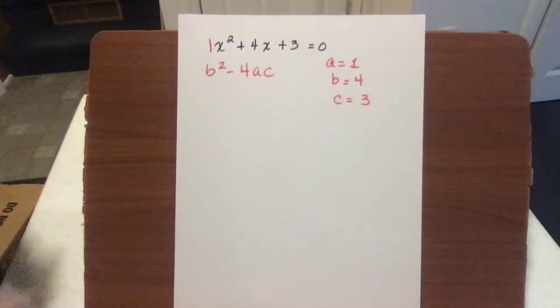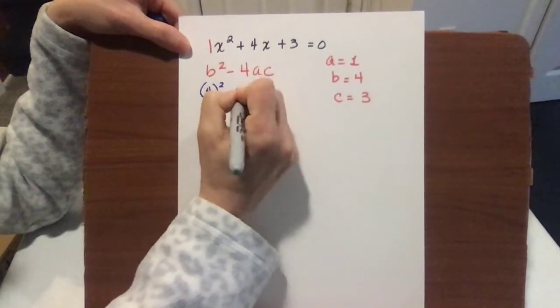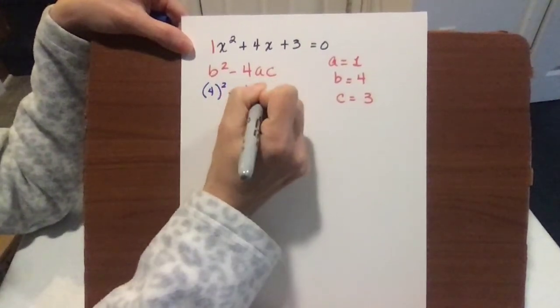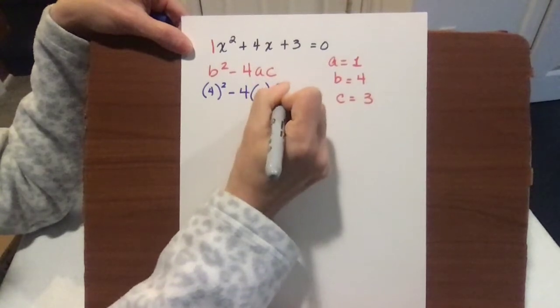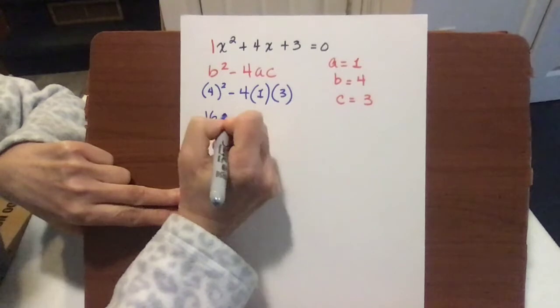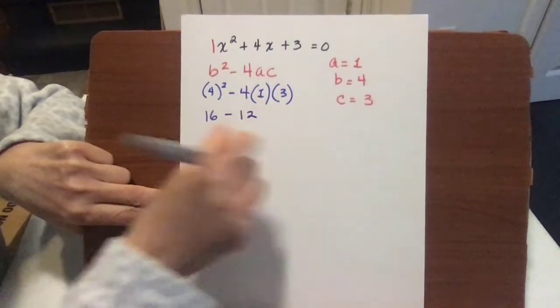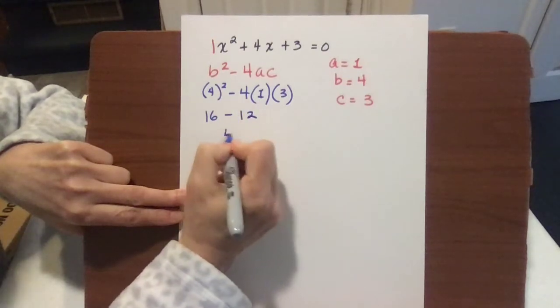All right, so let's plug in. We're going to plug in b, which is 4. We're going to square it. Minus 4. Plug in a, which is 1. And plug in c, which is 3. Squaring 4, we get 16. 4 times 1 times 3 is 12, so minus 12. And 16 minus 12 is 4.